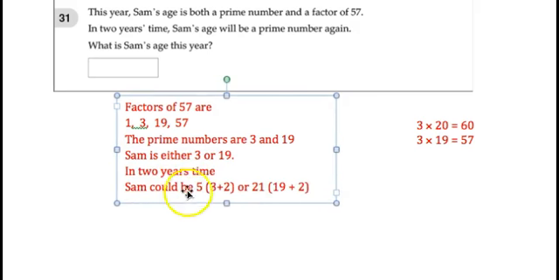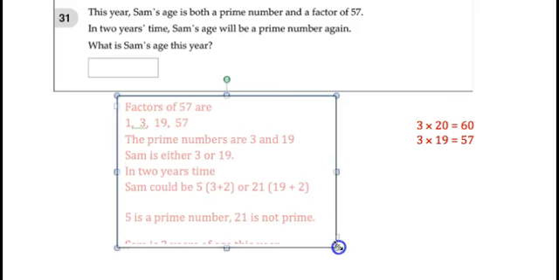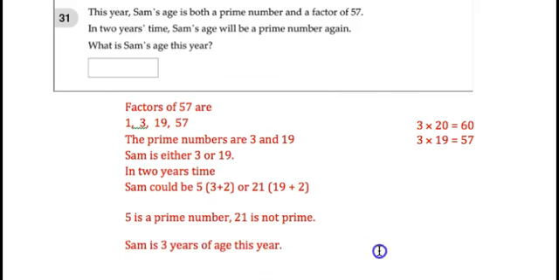So in 2 years' time, Sam could be 5, which is 3 plus 2, or Sam could be 21, which is 19 plus 2. Now we know that 21 is not prime because 7 times 3 is 21. So therefore, 5 is a prime number, 21 is not prime, and so 5 is the correct number here. But what is Sam's age this year? So therefore Sam is 3 years of age this year.